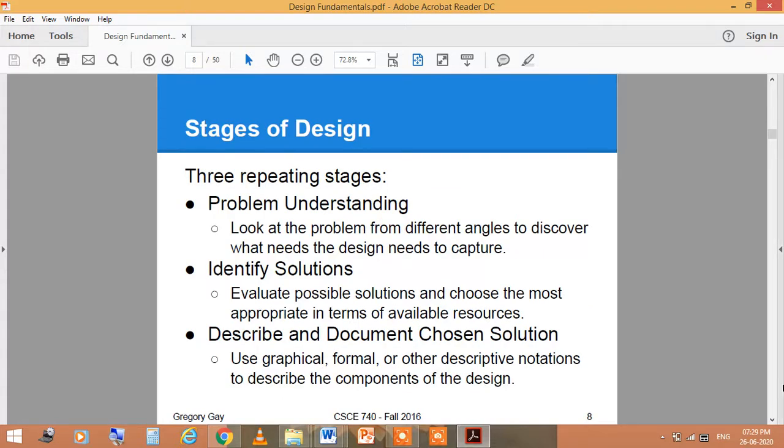Okay, so now come to the stages of design. There are 3 repeating stages: first is problem understanding, second is identify solutions, third is describe and document the chosen solution. In problem understanding, first of all look at the problem from different angles to discover what the design needs to capture. The second, identify solution, is to evaluate possible solutions and choose the most appropriate in terms of available resources. The third one is describe and document the chosen solution. In this, use graphical, formal or other descriptive notations to describe the components of the design.